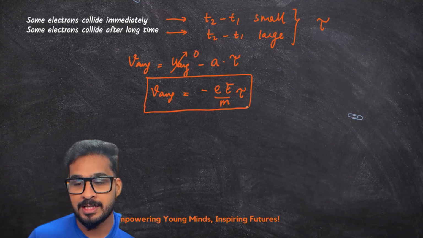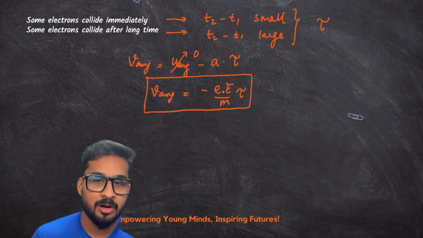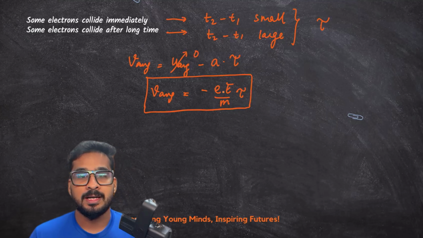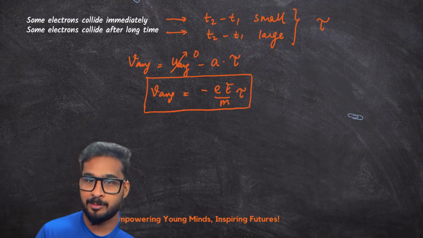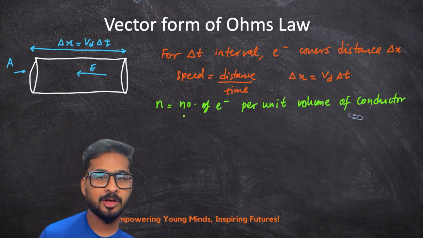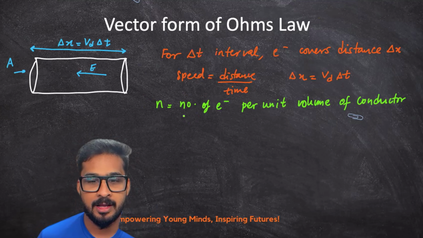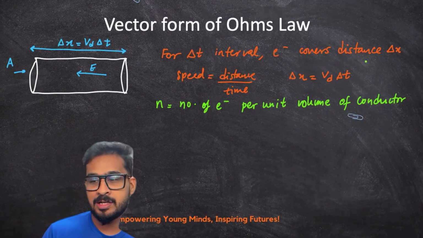The drift velocity is very small. It is in the order of 1 millimeter per second or 10 millimeters per second. Now let us proceed to derive the expressions for the mobility, resistivity and the vector form of Ohm's law. Let us consider a cross-section area of the conductor as shown in the figure. When an electron moves from this end to this end for a time interval delta t, the electron will cover a distance of delta x.